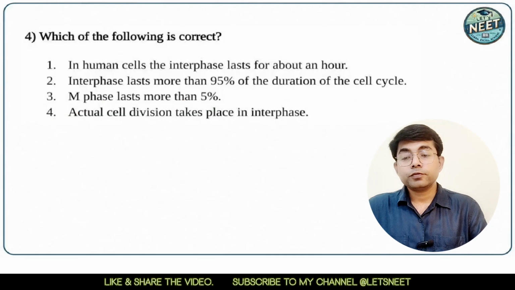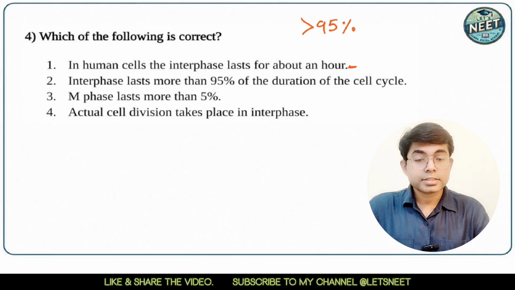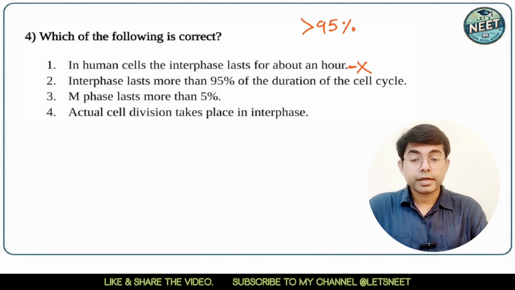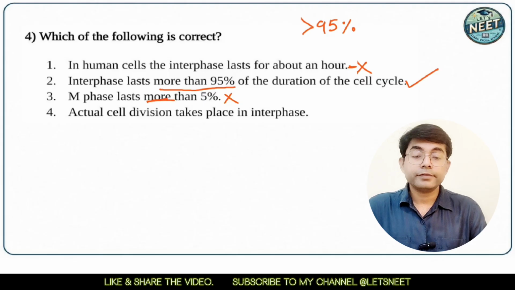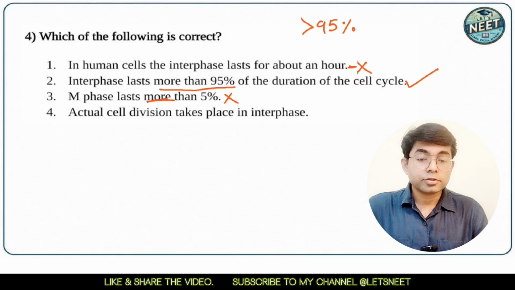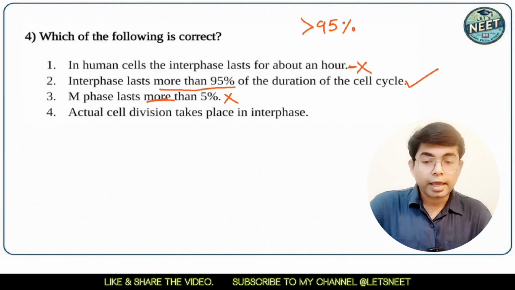Next question, which of the following is correct? In human cell, the interphase lasts for about an hour. Interphase lasts for about an hour? No, interphase is greater than 95%, so it lasts for more than 23 hours. So this is wrong. Interphase lasts more than 95% of the duration of cell cycle. This is correct. M phase lasts less than 5%. Actual cell division takes place in interphase. This is also wrong. It takes place during M phase.